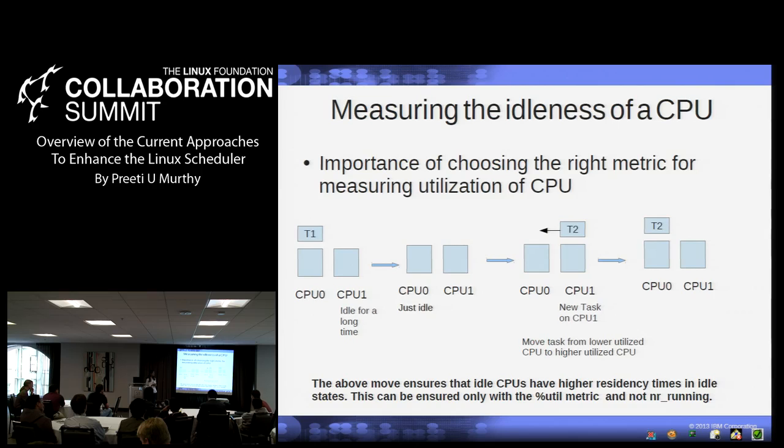So let's see if I were to use the number of tasks as my metric, which I will from now on call NR running. If I were to use NR running to decide if a CPU is idle or busy, this would not have happened. Let's see why. The power aware scheduler sees that CPU 1 has 1 task running on it. It would not try to do any load balancing, because doing so wouldn't result in anything. CPU 0 would get 1 task, while CPU 1 would become idle. It's the same scenario.